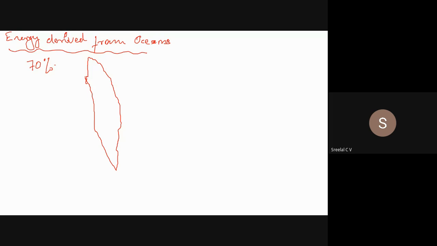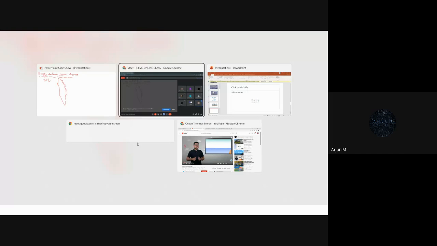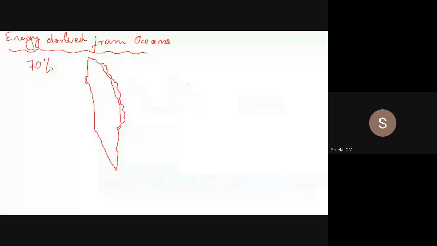Sorry for the interruption. So, just consider this as Kerala. Do we have any coastal area? Yes, we have coastal areas, right? So we all know the waves. These waves are hitting the shore, right?